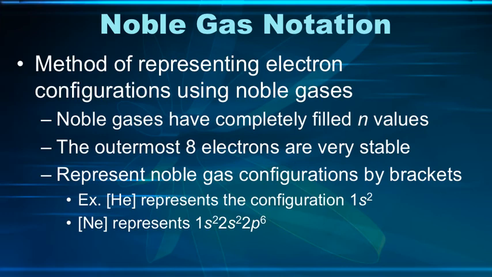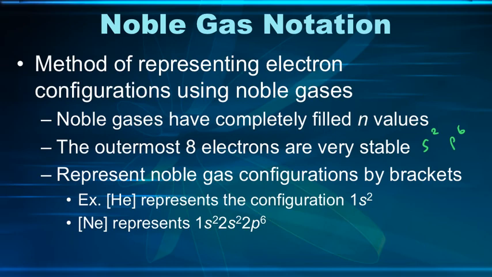The outermost 8 electrons are very stable, right? You've got the 2 from the s orbitals, and then you've got the 6 from the p orbitals at that same n value, whatever that is. So they represent noble gases. We can represent noble gas configurations by using brackets, which I showed you earlier.